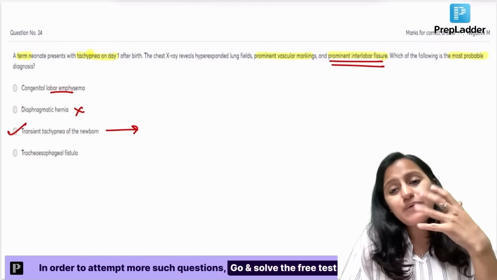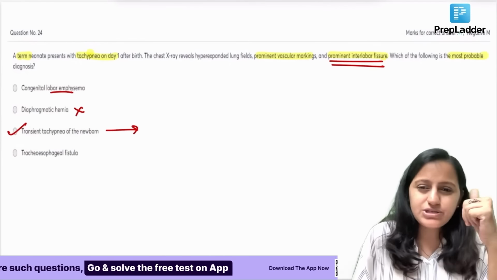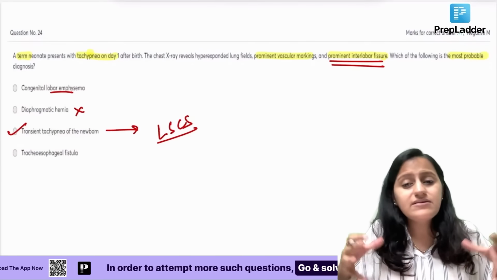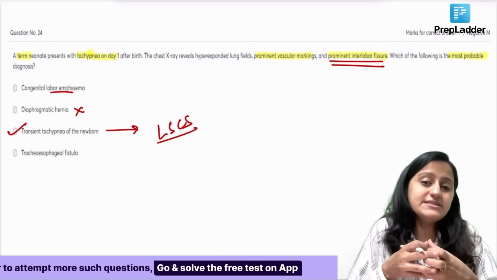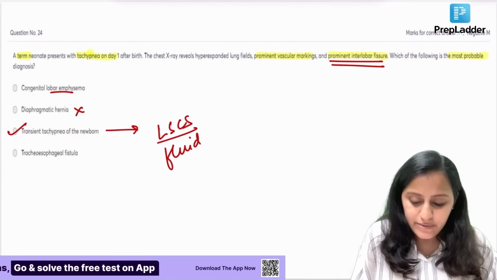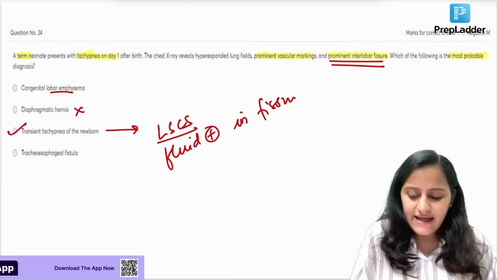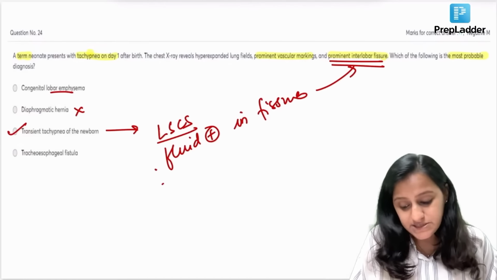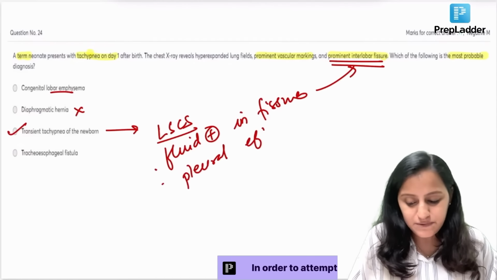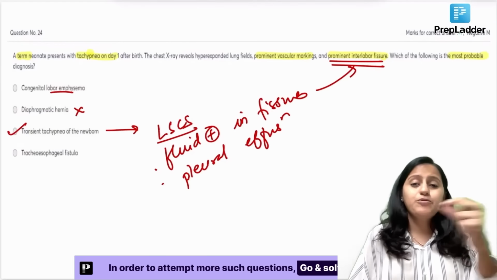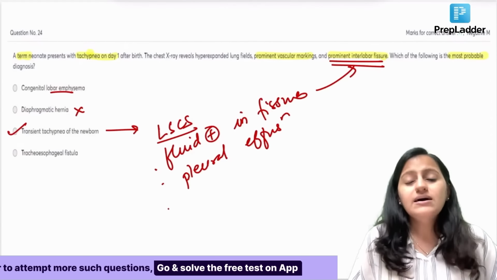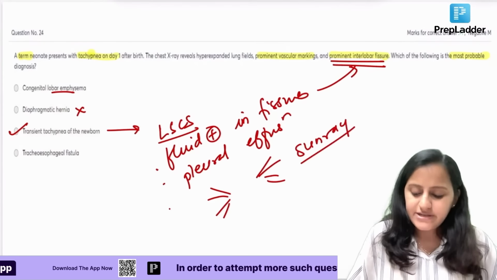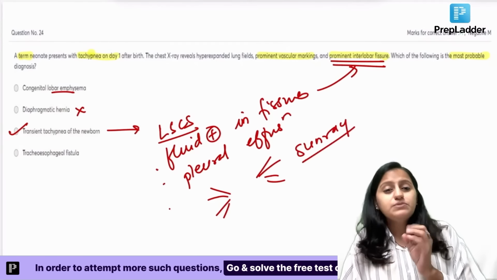So what happens and why do you see transient tachypnea? It is generally a term baby with a history of LSCS. The vaginal delivery is not there, so the fluid from the lungs is not getting squeezed out. So there is presence of fluid in the fissures, and that is why the fissures appear prominent. There can be fluid in the pleural space as well, so there can be lamellated pleural effusion as well. The prominent fluid in the fissures can give this sun ray appearance also. Okay, so sun ray appearance, prominent fissure, pleural effusion.